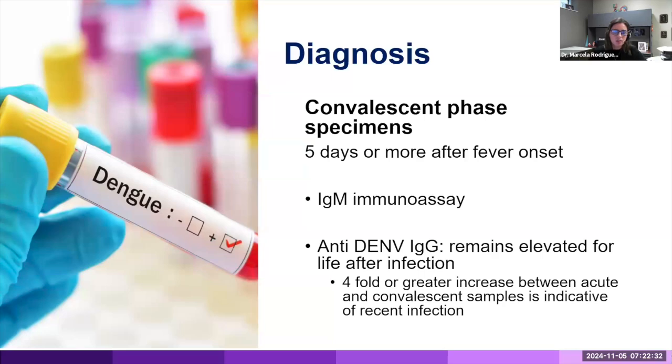The second phase in which you can collect specimens is the convalescent phase, and this is 5 days or more after the fever onset. In this phase, you can collect an IgM immunoassay, and you can also collect an IgG immunoassay. This IgG will remain elevated for life after infection, and a four-fold or greater increase between acute and convalescent samples is indicative of recent infection.